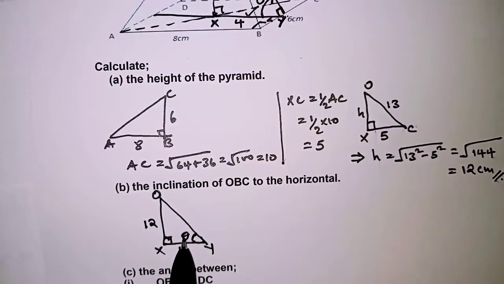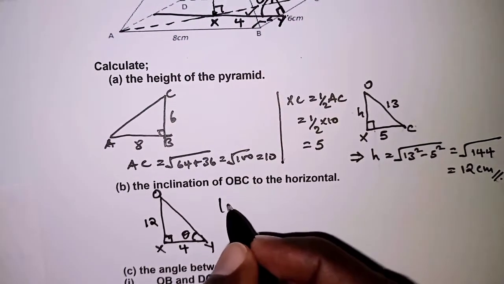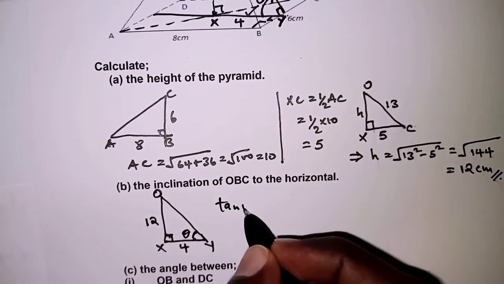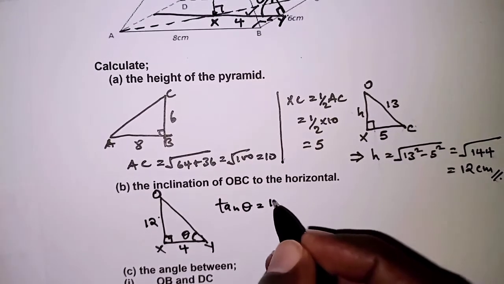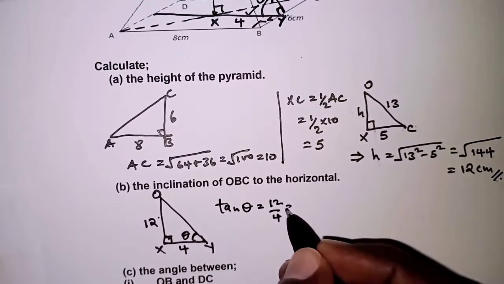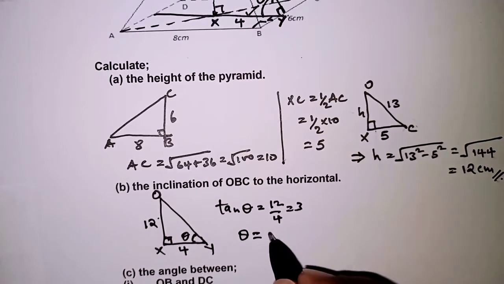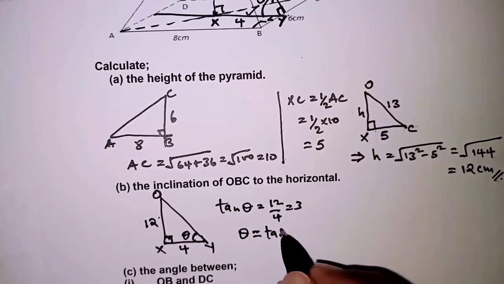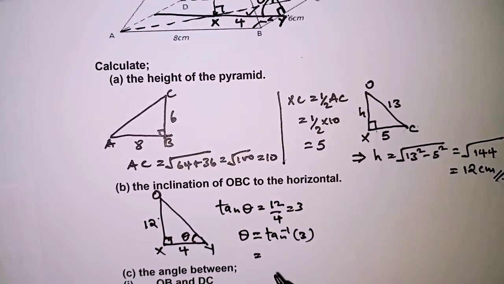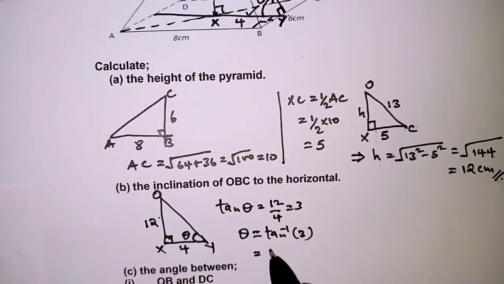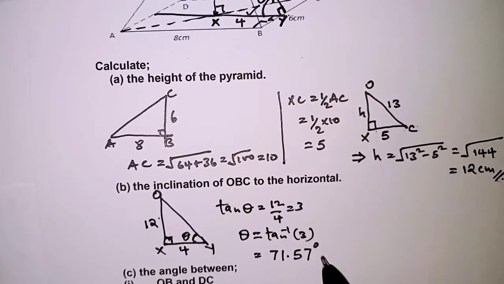So what we're simply going to do is to have XY as 4 centimeters and OX as 12, and that means that the angle theta will be obtained by simply saying tangent of theta is equal to opposite over adjacent, which is 12 over 4, and that is 3. And therefore the angle between the two planes is obtained as the tan inverse of 3. So that worked out should be 71.57 degrees.